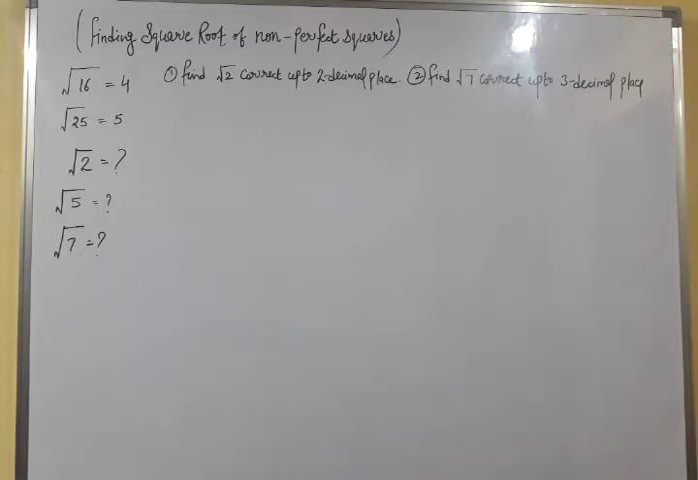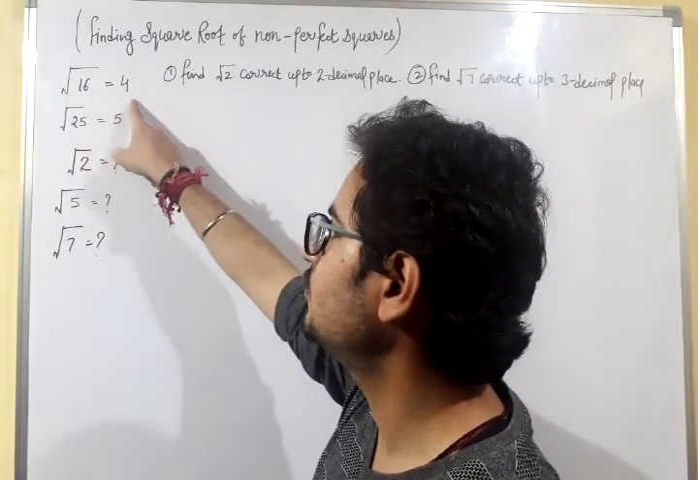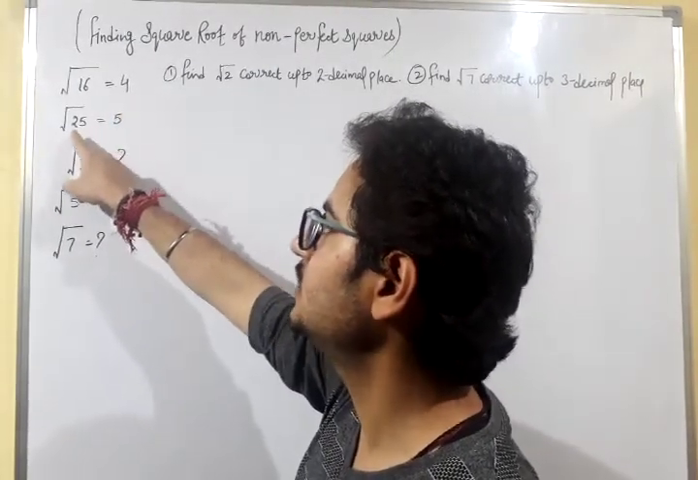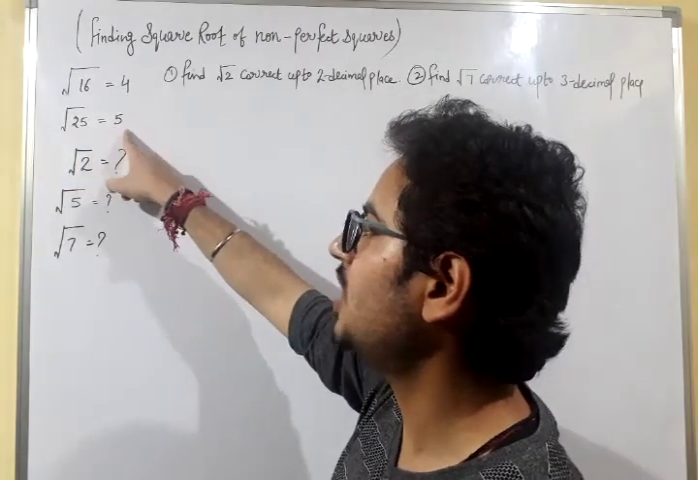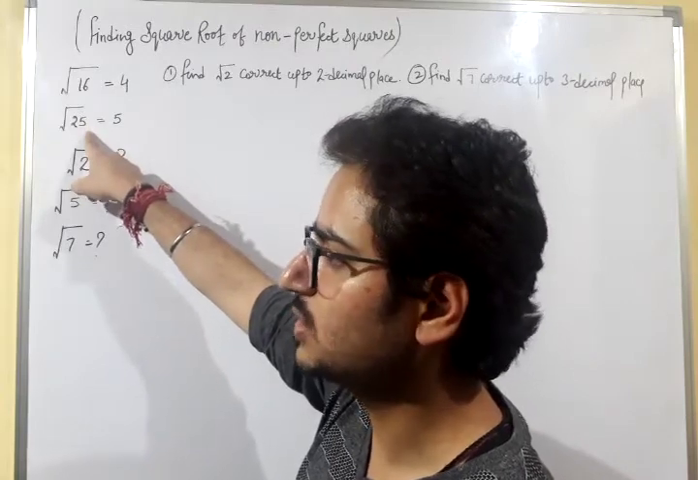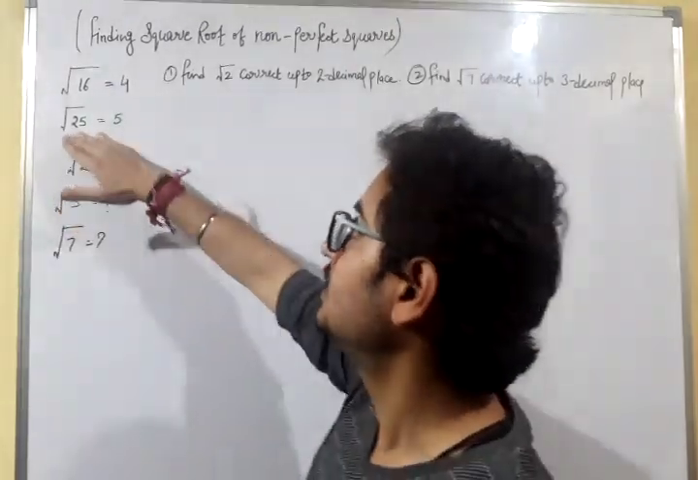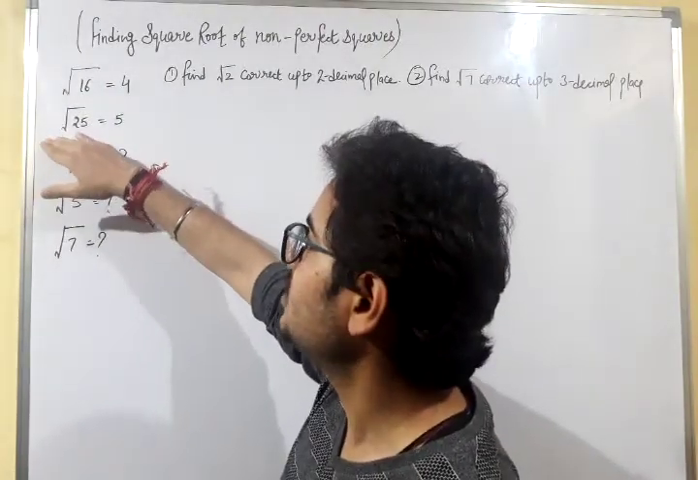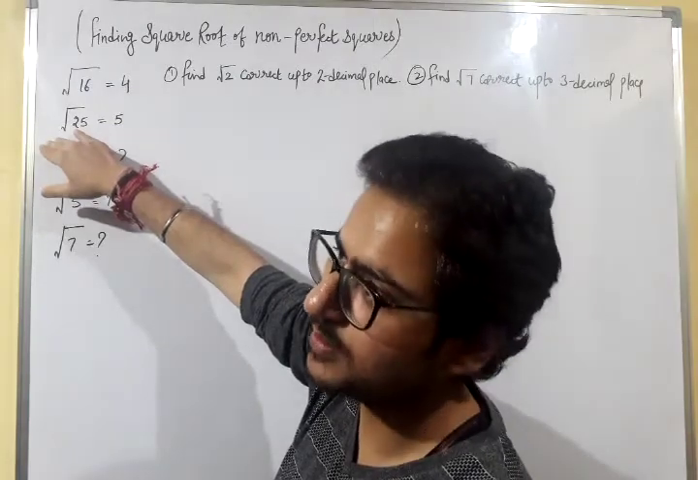Based on our previous knowledge, you can tell me the square root of 16 is equal to 4. Similarly, the square root of 25 is equal to 5, because 16 and 25 both are perfect squares. Now, can we find the square root of only perfect square numbers?